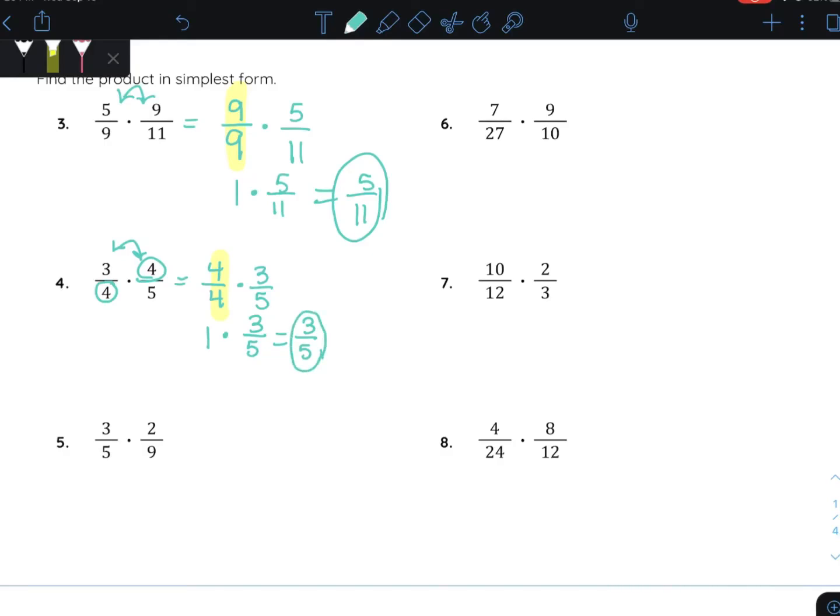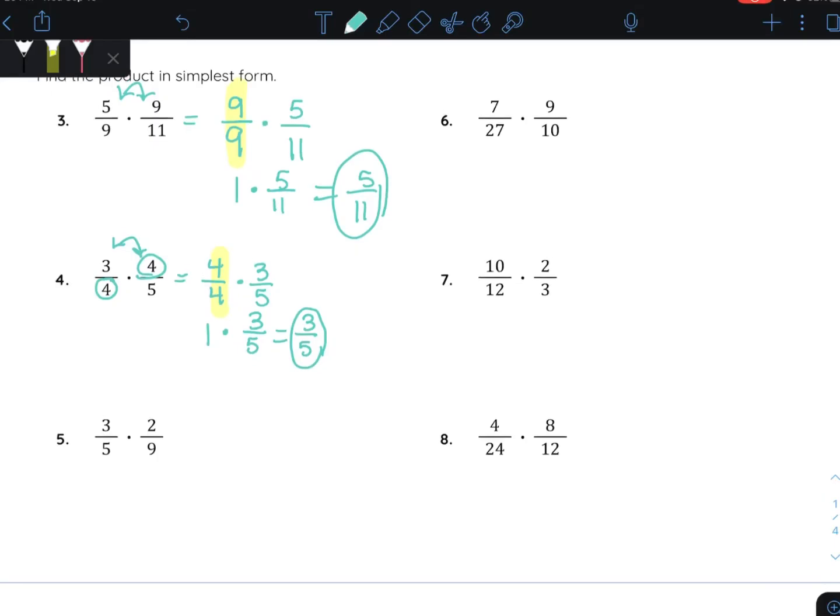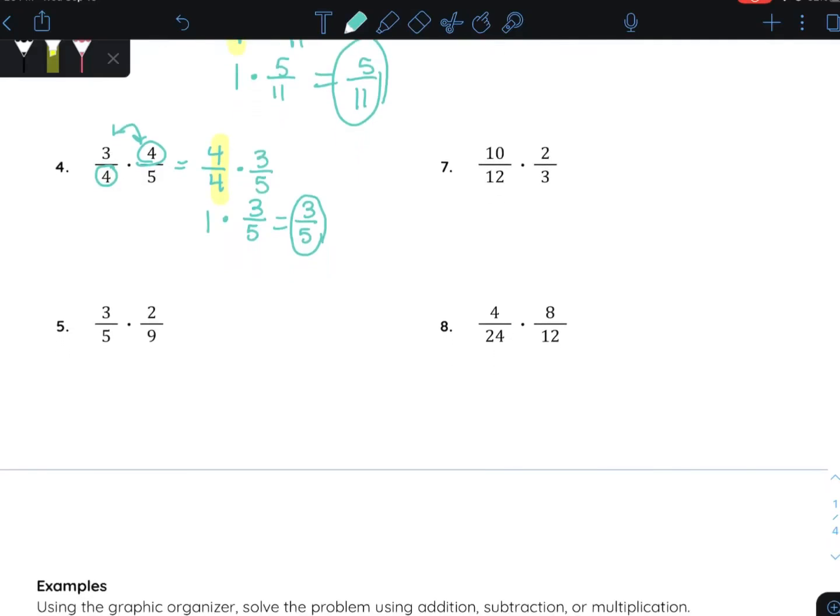If you don't simplify first, you'll end up having to simplify at the end, which is fine, but I find that this way is a little bit faster and a little bit easier because you don't have to multiply numbers that are so big. And when we get to the later examples, you'll see what I mean.